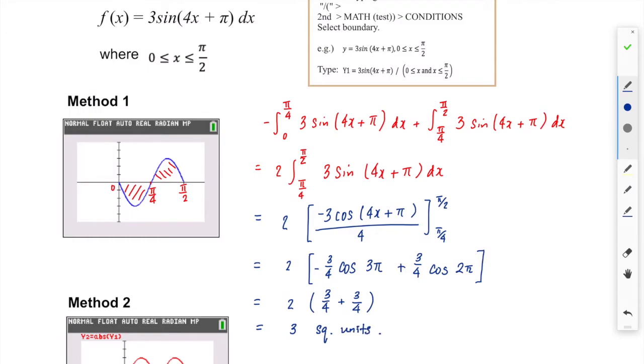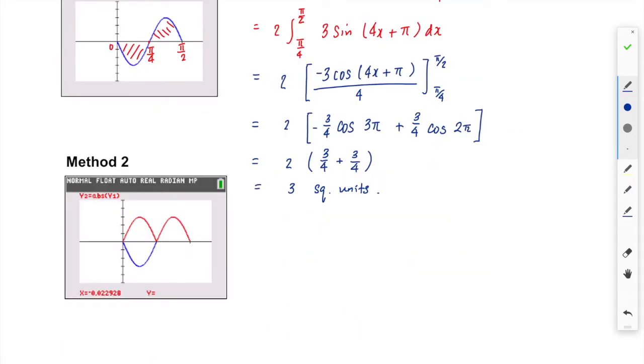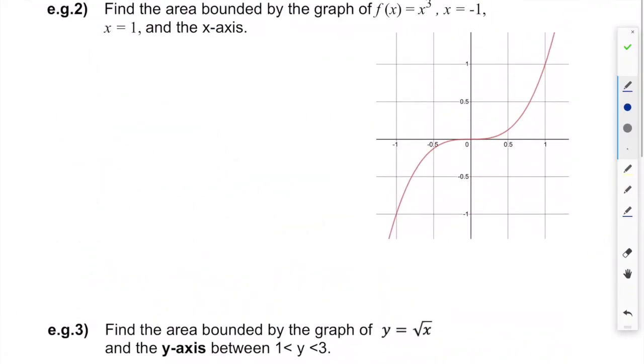Of course, method 2 says that, well, you can actually just graph the absolute value of f of x and do your evaluation, which will give you the same answer.